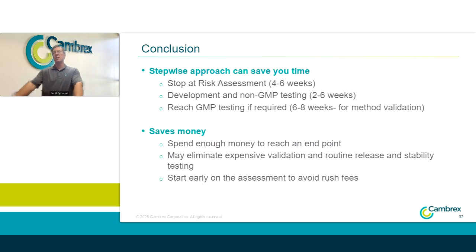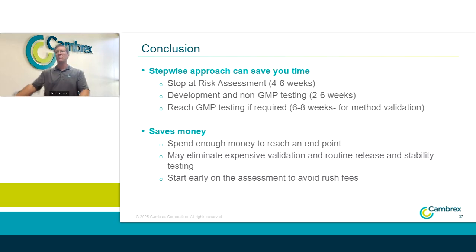So in conclusion, by doing the stepwise approach, you can really save time. Being able to stop at a risk assessment after 4 to 6 weeks can be very helpful in being able to move the project forward. The requirement to develop and potentially do non-GMP testing is another 2 to 6 weeks, depending on what the requirements are. And that's time in the lab. So you need to be aware of potential backlogs, as all CDMOs have, I assume, a lot of nitrosamine testing going on right now and keeping that lab very busy.